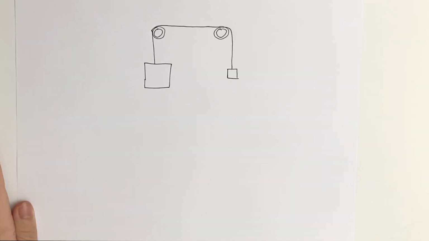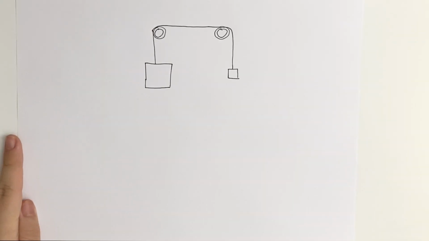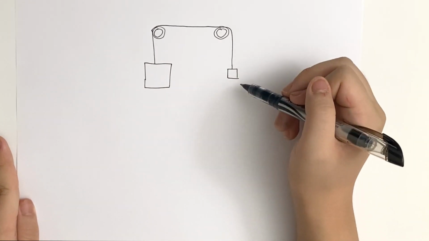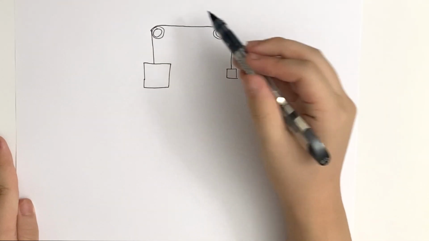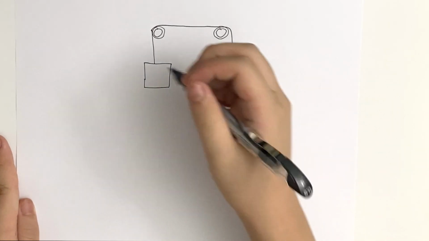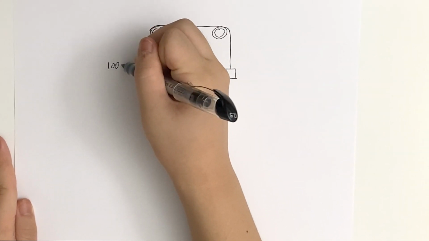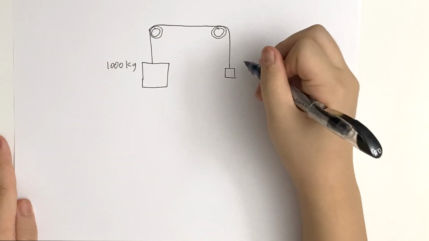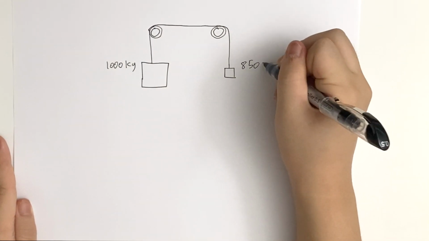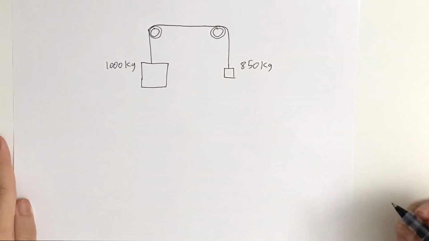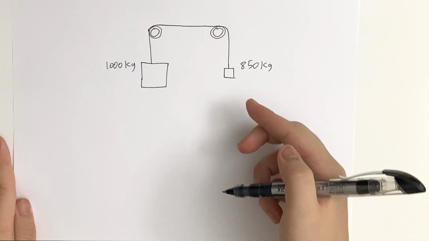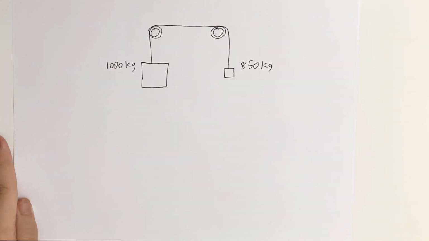Let's look at a harder problem. Here's a diagram of a pulley system. There's a large rock here and a smaller rock here, connected to each other by a rope. This rock has a mass of 1,000 kilograms. The smaller rock has a mass of 850 kilograms. Since this rock is heavier, it'll go down, which will make this rock go up. Now, what is the acceleration of the rock falling down?